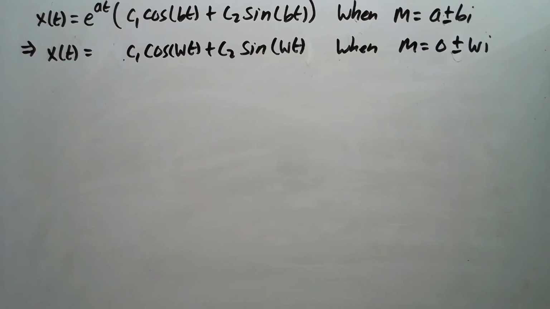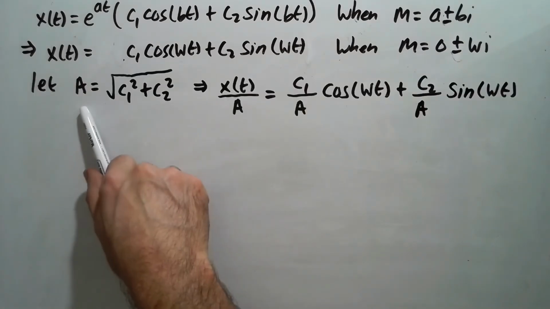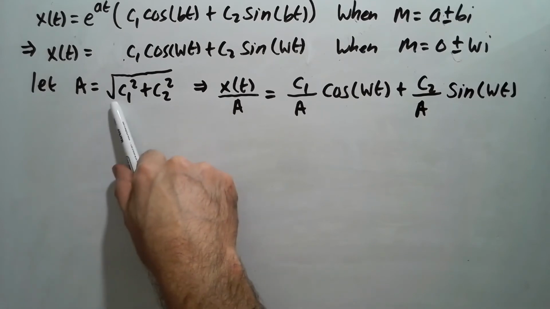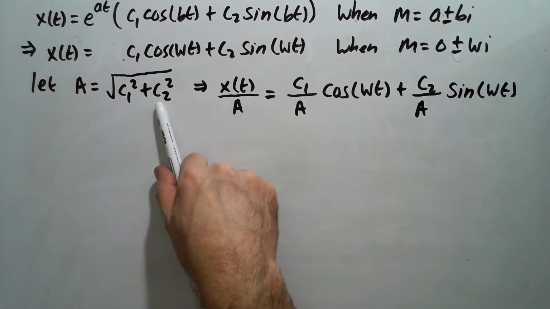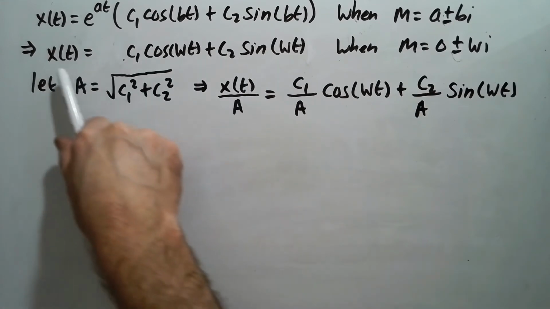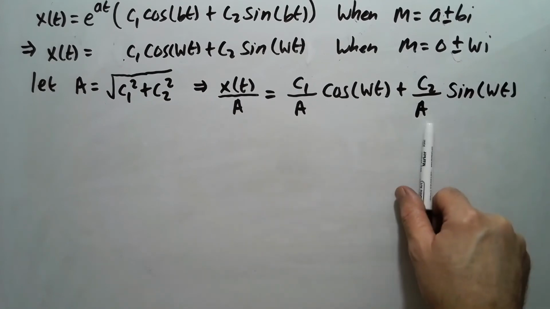Okay, we're going to simplify this a bit more here. So let's make a substitution. We're going to let big A, we're going to actually call it amplitude later, equal the square root of c1 squared plus c2 squared. So these coefficients in front of the sine and cosines here. Then I'm going to divide the differential equation by our A, which I've done here.